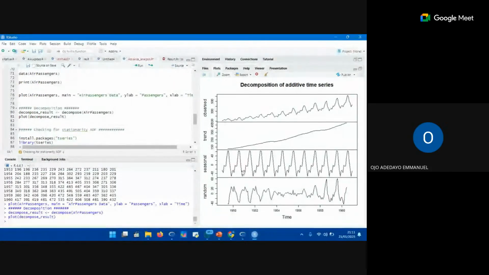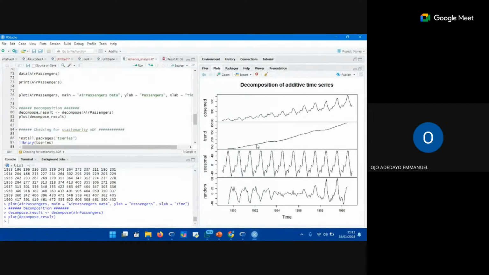Then this is the season. It's going up, coming down, going up, coming down, going up, coming down. This is the behavior of the season. And then this is the random effect, like the cycling. So by the time you do the decomposition, from there, maybe it's only the trend that you want to check.